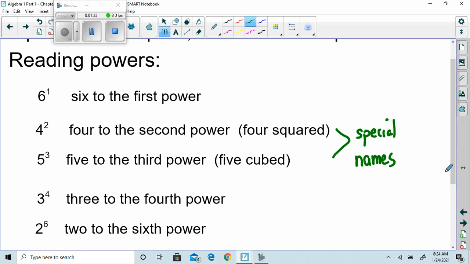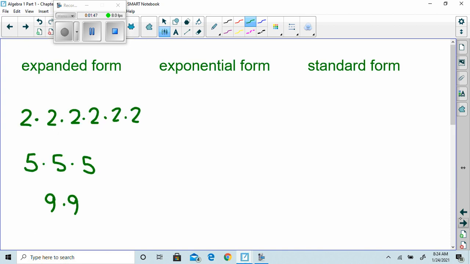Then I can use any other. 3 to the fourth, 2 to the sixth, 10 to the fifth. It's read just as that. The only two unique parts are the squared and the cubed. So let's look at some rewriting. We'll take expanded form to exponential form to standard form.